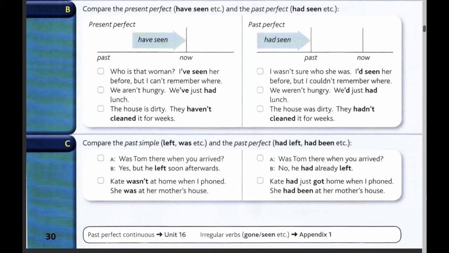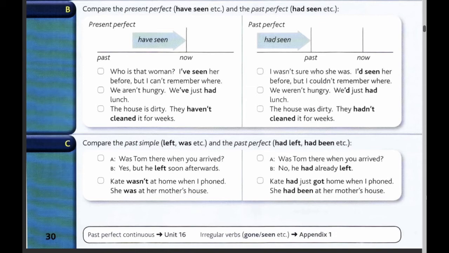Was Tom there when you arrived? Yes, but he left soon afterwards. Was Tom there when you arrived? No, he had already left. In the first one, first I arrive and then Tom leaves. So we have a sequence of actions. This is why we do not use the past perfect. In the second example, the moment when I arrive, which is the starting point, happens after Tom leaving. So he had already left before I arrived.